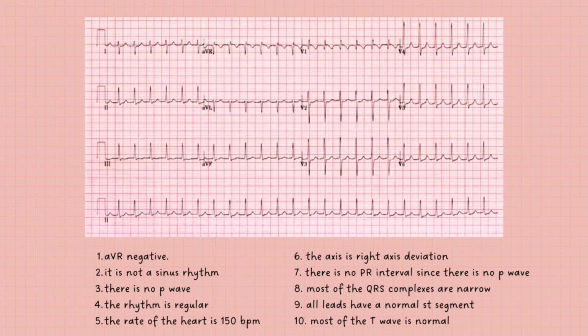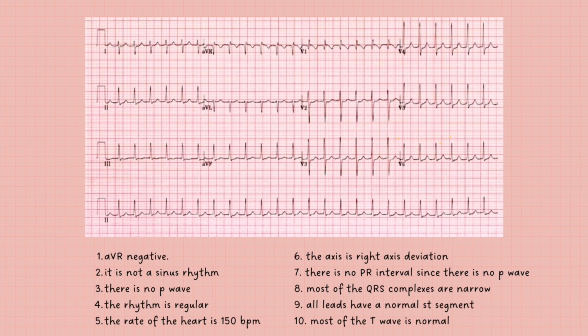The next step is we have to look at the ST segment. Based on this ECG, the ST segment on every lead is normal, and there is no abnormality in the ST segment in this ECG. The next step is we look at the QT interval. In this ECG, the QT interval is normal.